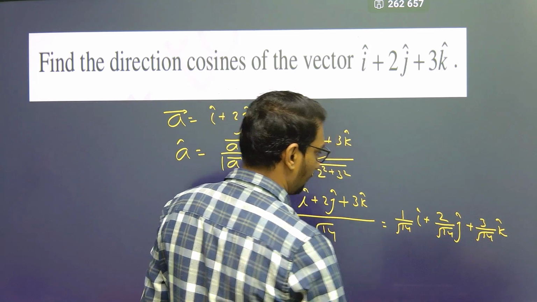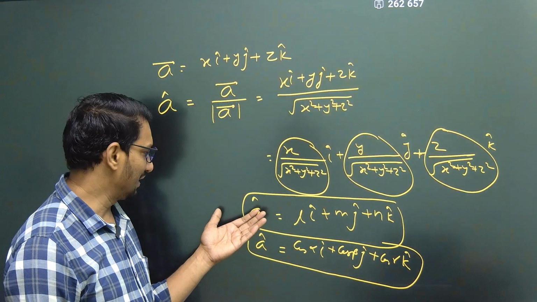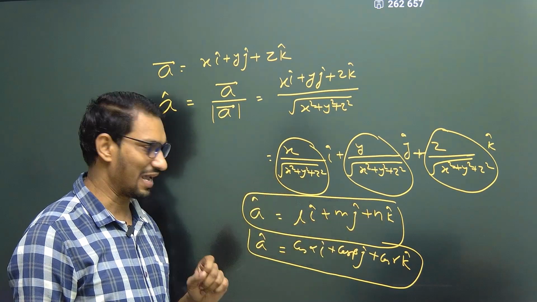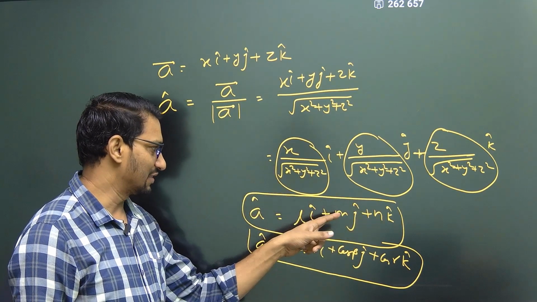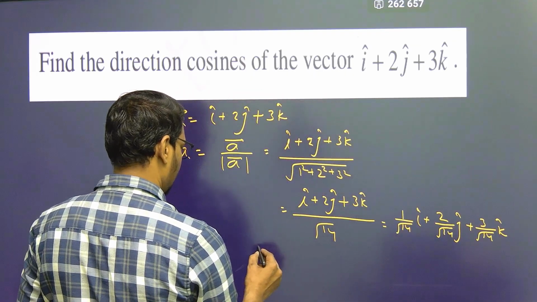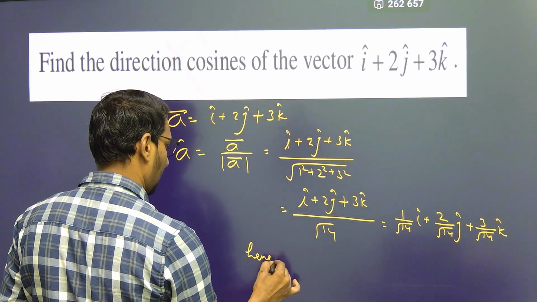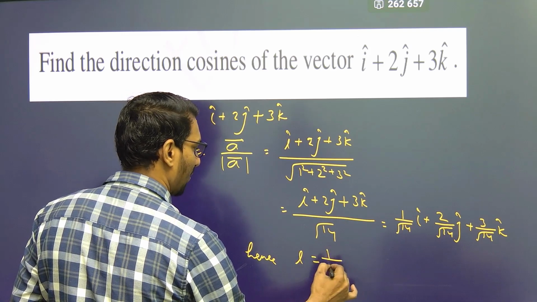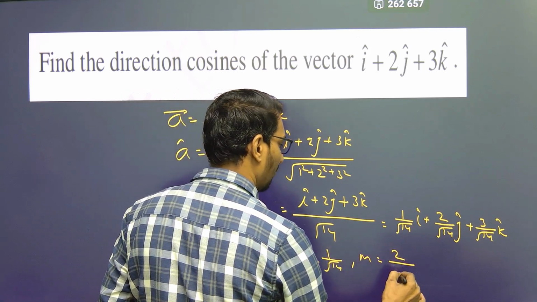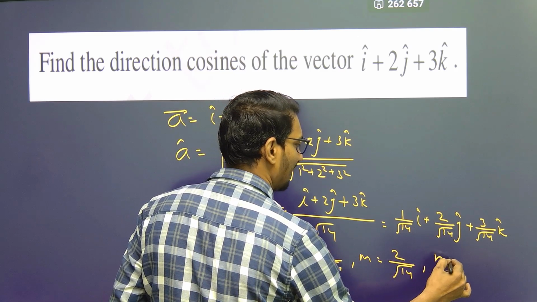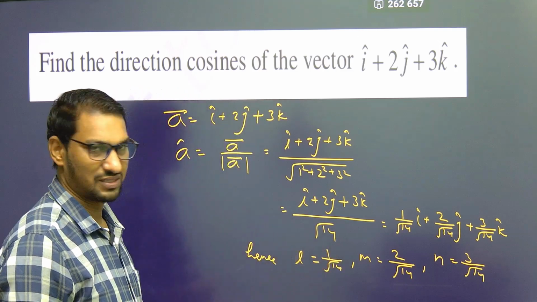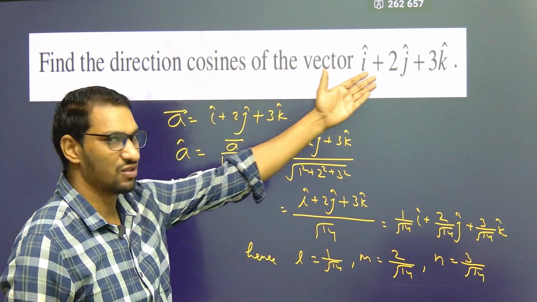And as we can see, A cap is equal to L i cap, M j cap and N k cap. So this is L, this is M, this is N. So we can write L equal to 1 upon root 14, M equal to 2 upon root 14 and N equal to 3 upon root 14. And this is our answer, the direction cosines of this vector.